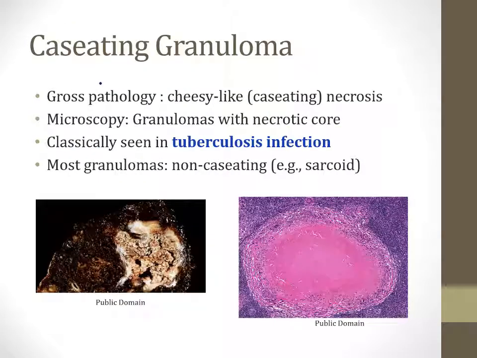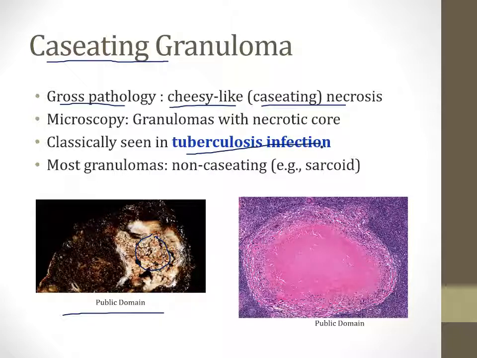There's a special subtype of granuloma called a caseating granuloma, and it gets its name because when this process is occurring, on gross pathology of an organ, what you will see is this cheese-like material caused by cheesy necrosis. That's what the word caseating means: cheese-like. If you look at the bottom left side of the screen, this is a lung from a patient who had tuberculosis, and you can see this white cheesy material here, and that is the result of caseating granulomatous inflammation. The classic cause of caseating granulomas is tuberculosis infection, although there are a few others.